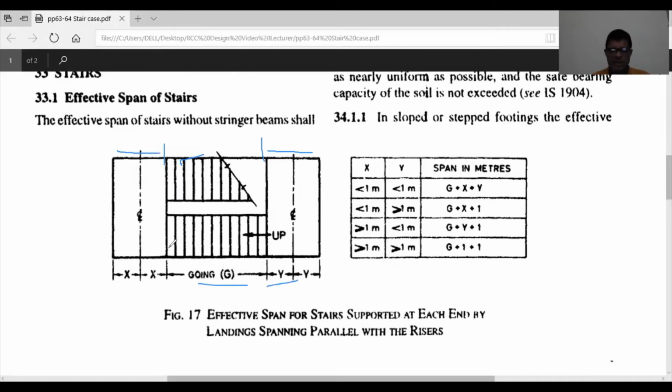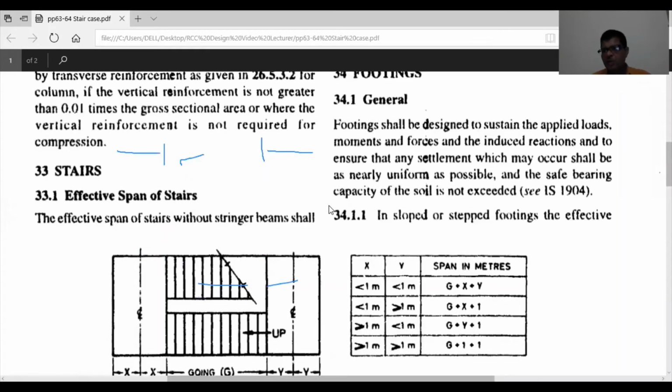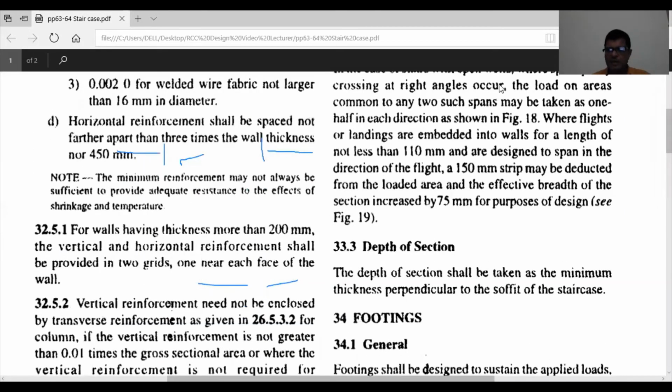Okay, are you able to understand? In the entrance, there is no landing. You are calculating landing to landing. If there is no landing, that side half will be omitted. So on the other side you see half of this plus the going. That will be the effective span. So if you find the effective span, then you can multiply the loadings and find the moment and shear force.